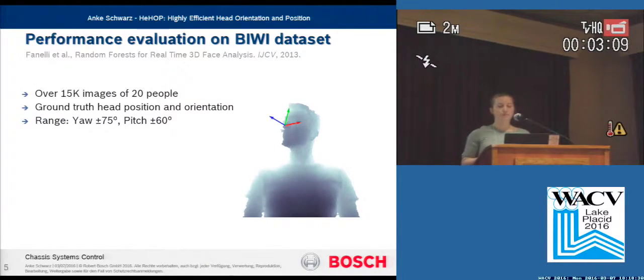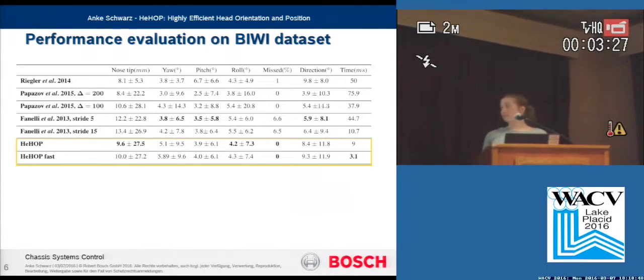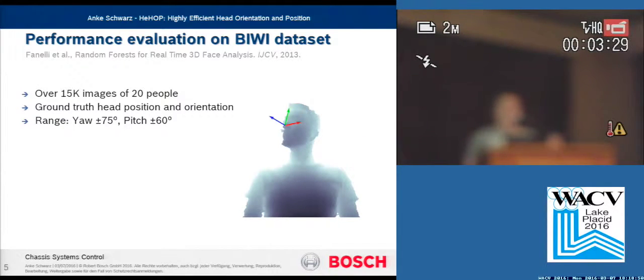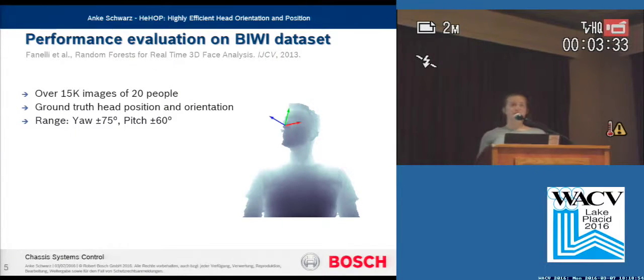So for performance evaluation, we use the BV-Kinect dataset. This dataset consists of more than 15,000 images of 20 people. For each image, Fanelli & Co. provided the ground truth head orientation and position. The yaw range is ±75 degrees and the pitch is ±60 degrees.